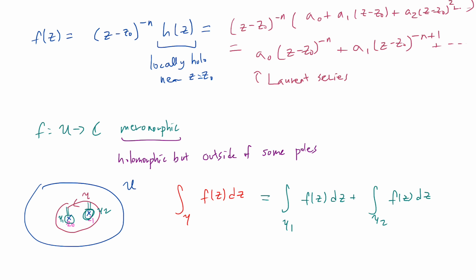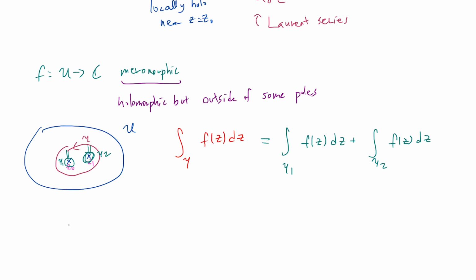So let's zoom in on gamma 1. Again, here we have c0, and then I have gamma 1, which is circling it, like this. And because z0 is a pole, we're going to have a Laurent series expansion that looks something like this.